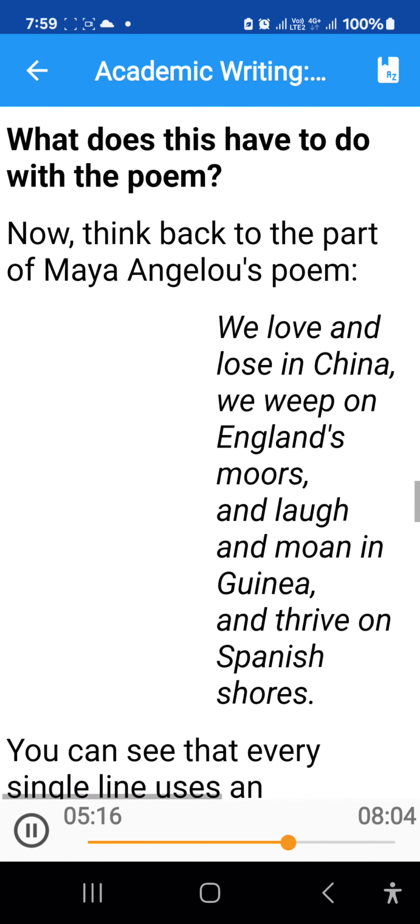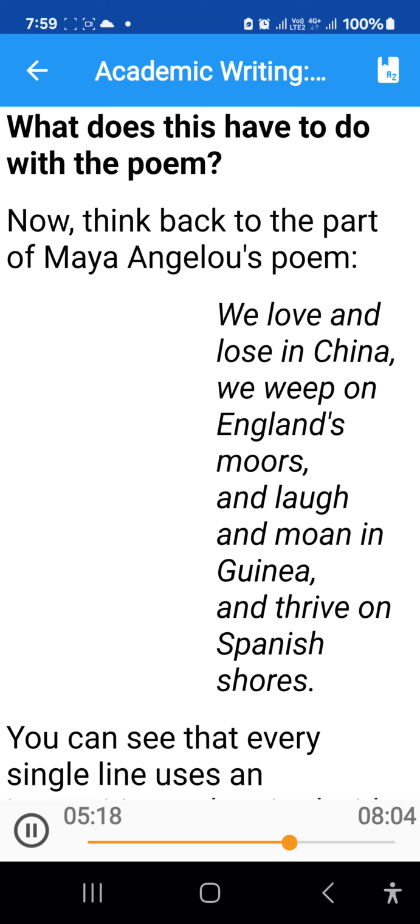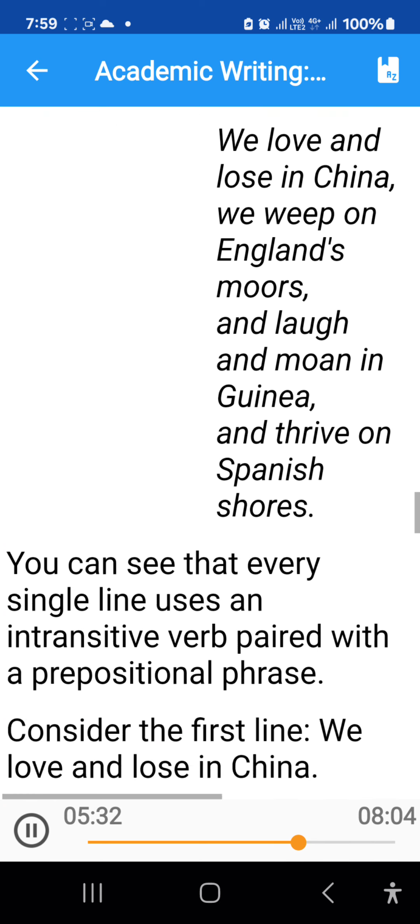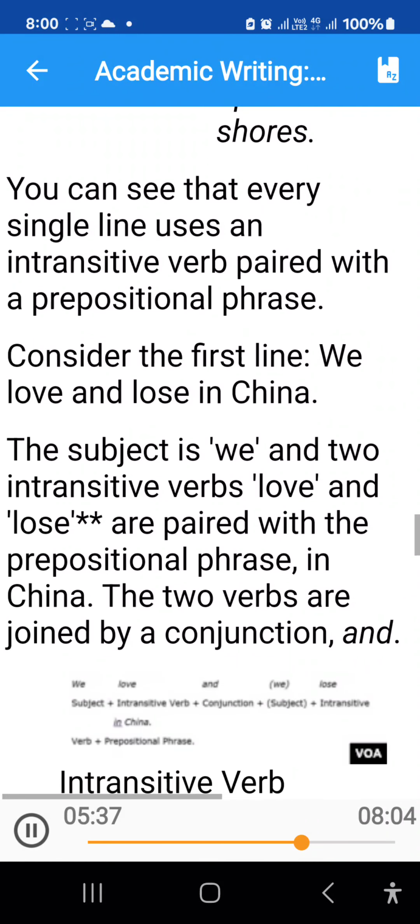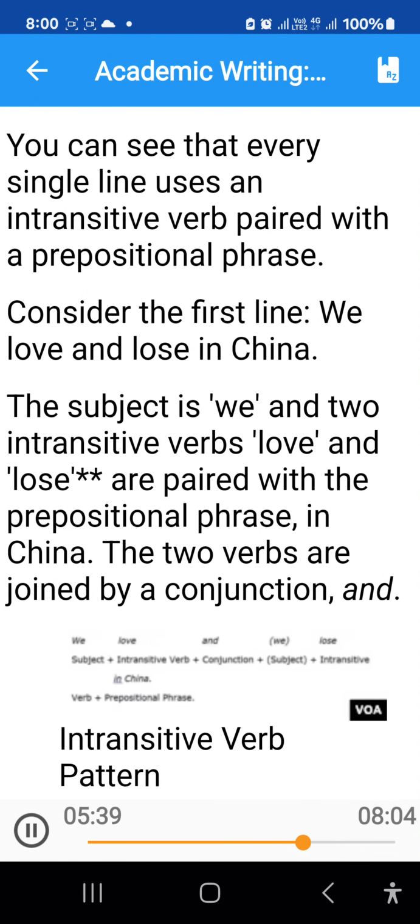Now, think back to the stanza of Maya Angelou's poem. We love and lose in China. We weep on England's moors, and laugh and moan in Guinea, and thrive on Spanish shores. You can see that every single line uses an intransitive verb paired with a prepositional phrase.